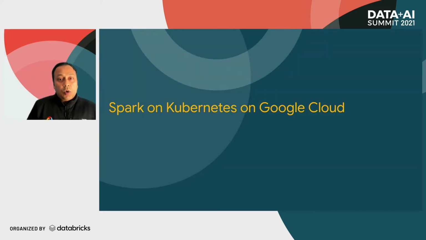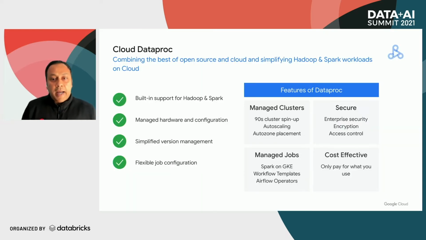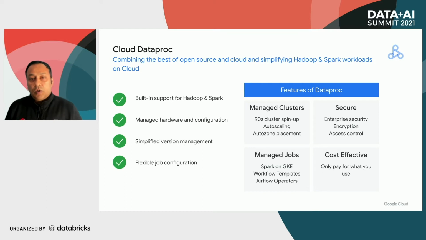Now, coming to the core topic of Spark on Kubernetes on GCP, let's briefly discuss two Google Cloud products, which we'll use heavily during the presentation. One Dataproc, another GKE. So Dataproc is a managed service for running big data workloads on GCP. You can run many open source big data technologies like Spark, MapReduce, Presto, Hive. It has very fast spin up time. You can spin up a new cluster in almost 90 seconds.